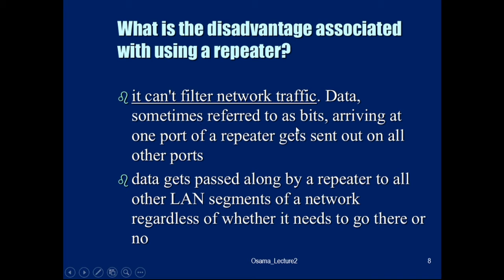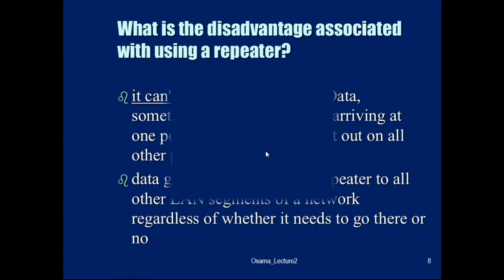Data is sometimes referred to as bits. اوكي data بنقول بتتكون من البيتس, arriving at one port of the repeater, gets sent out on all other ports. They send these signals or these bits to all other ports, to all other nodes. Okay, no filtering.